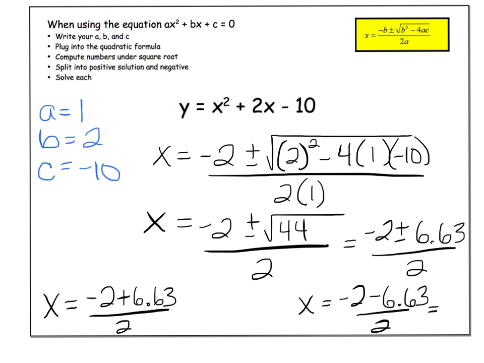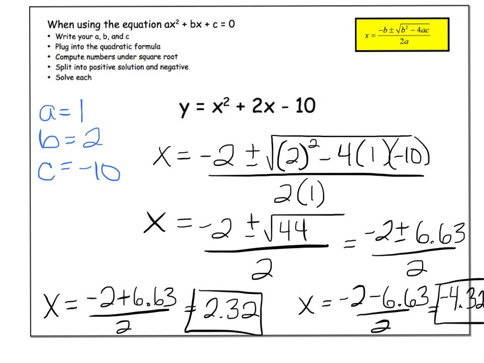Then you go up and you clean these up. So you have a negative 2 plus 6.63, and it's super important to hit the equal sign after that, or your calculator will do your order of operations wrong. So if you do your order of operations right, you're going to get a 2.32. On the other side, I'll take a negative 2 minus 6.63, and then divide that by 2 after you hit the equal sign, and you will get negative 4.32. So there are your 2 solutions. That would explain why you couldn't just factor them easily. They were decimals, and that happens a lot.